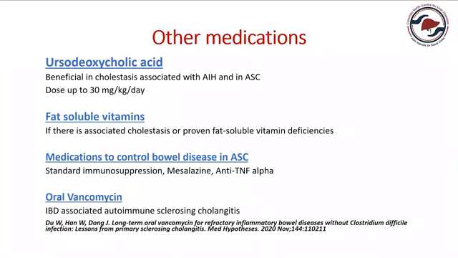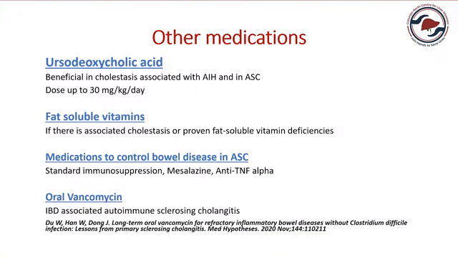And controlling bowel disease with the respective medications is also very, very important, especially in autoimmune sclerosing cholangitis. The medications used to control IBD are the standard medications like mesalazine, steroids, and anti-TNF alpha.